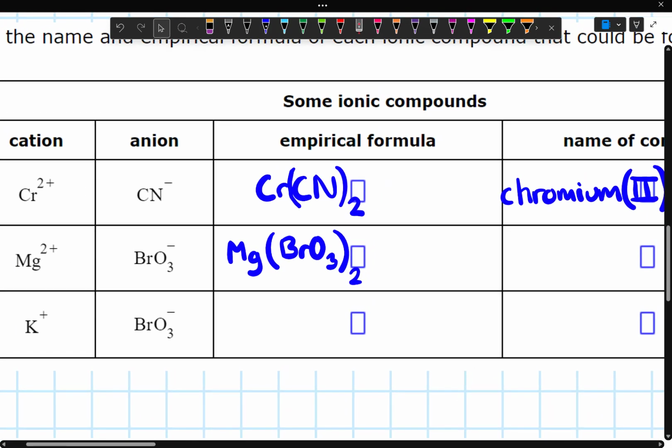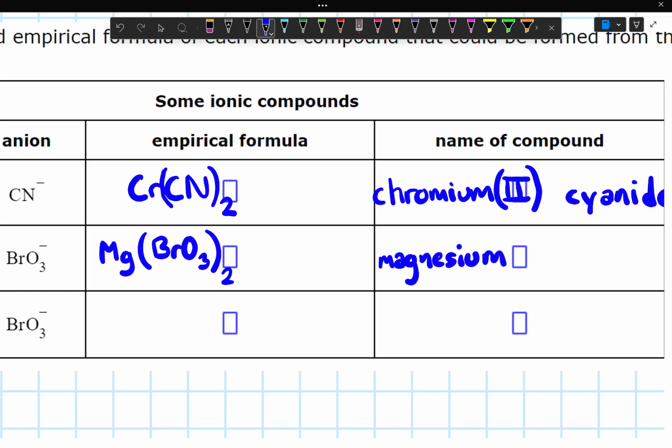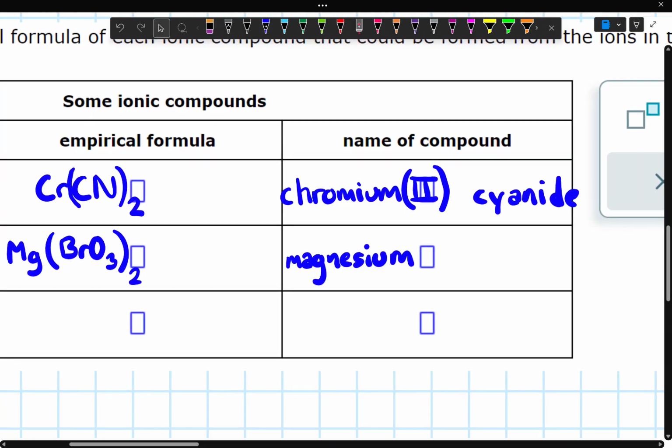So how do we name this? Well, we have magnesium and our polyatomic ion, bromate.